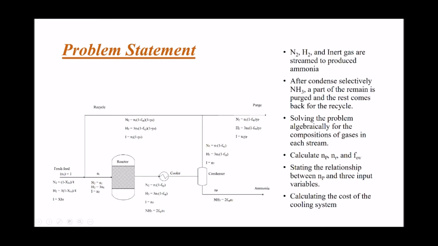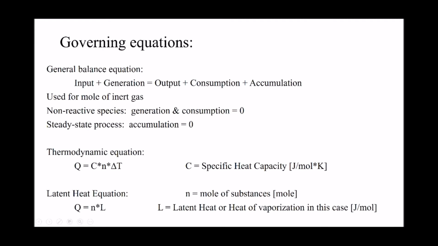And then you have to calculate the cost of the cooling system for the ammonia. The governing equations are the general balance equation: input plus generation equals output plus consumption plus accumulation. This is for the inert gas, so you don't care about generation and consumption, and also you don't care about the accumulation either, because those make no sense for this case at least.